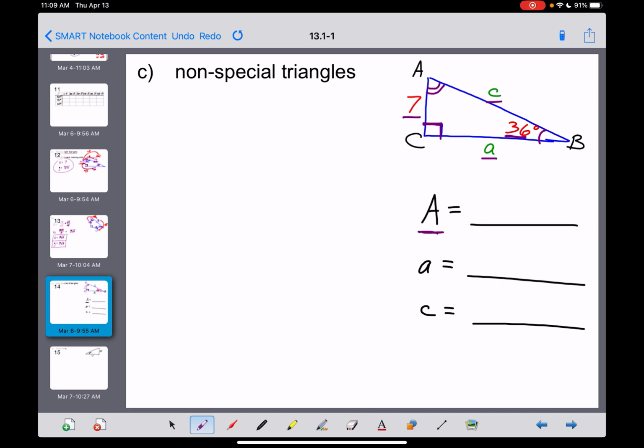Capital A is probably the easiest. Once again, we know that all 3 angles in a triangle have to add up to 180. So if you want to find the measure of angle A, I would do this in one step. I'd start with 180 and subtract the 2 angles that you do know. There was a 90 degree angle at C and a 36 degree angle at B. So go ahead and type that into your calculator. Pretty sure we're going to end up with 54 degrees for the measure of angle A. Nothing too fancy about coming up with that.